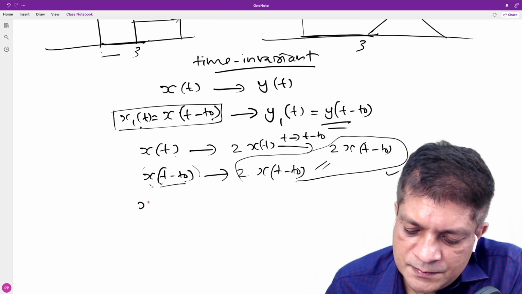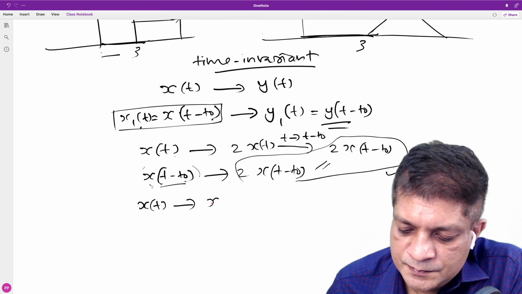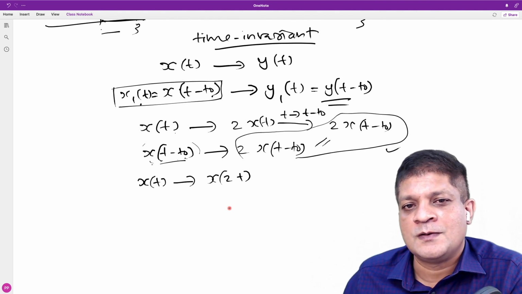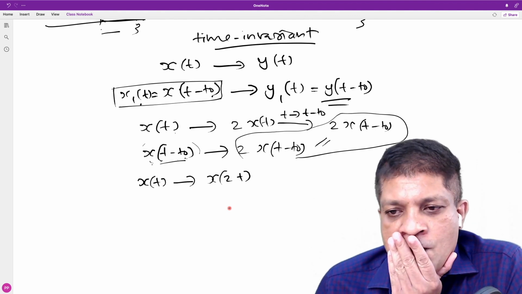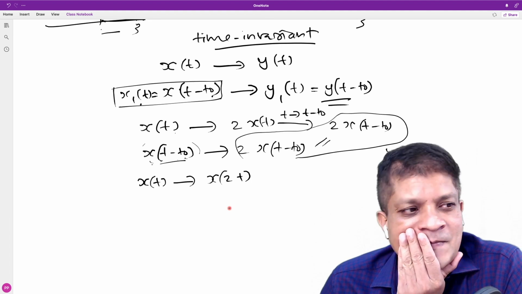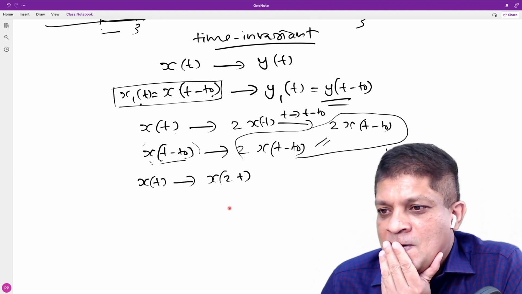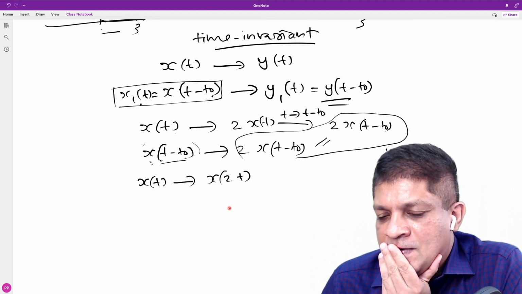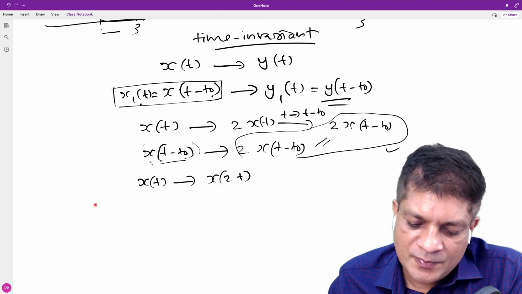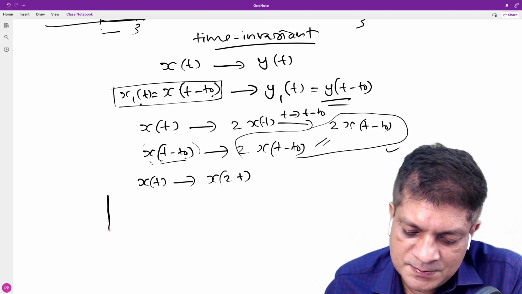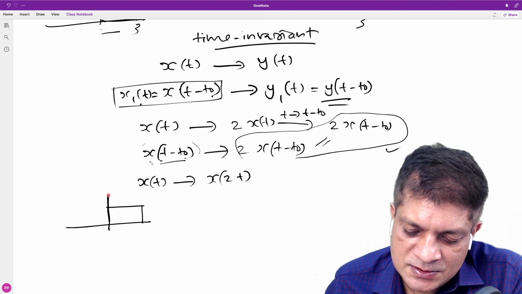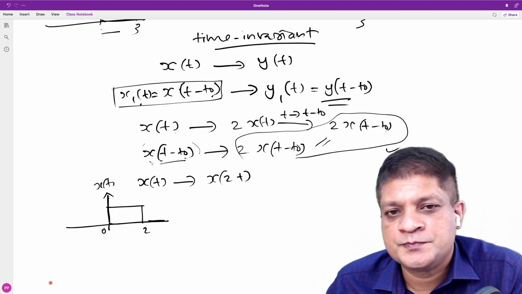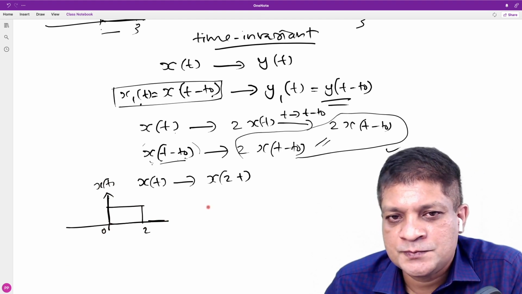Now, what about this system? Is it a time varying system or time invariant system? Time varying. Okay. Let us consider a special case of this. Suppose this is x(t), let's say from 0 to 2. What will be the output?